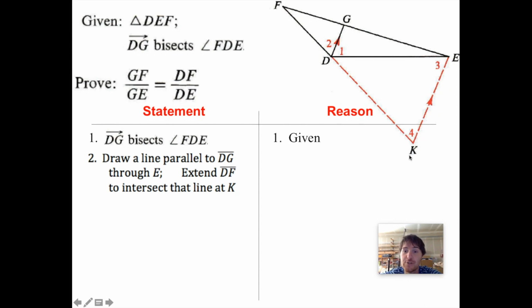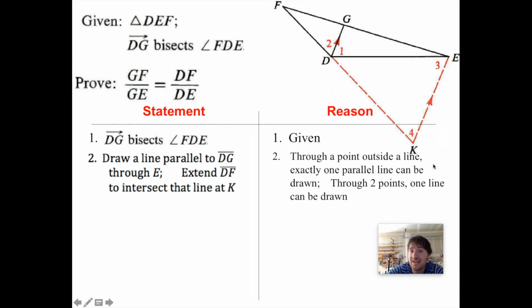I drew 2 lines, should have 2 reasons. Well, through point E, I'm allowed to draw a parallel to this line right here, because through a point outside a line, exactly one parallel line can be drawn, okay? And once I have that drawn out, why can't I just draw from point D and just keep going with FD here and eventually make contact with a point and we'll call it K? Well, that's just because point K is there, right? Like all these are points, right?